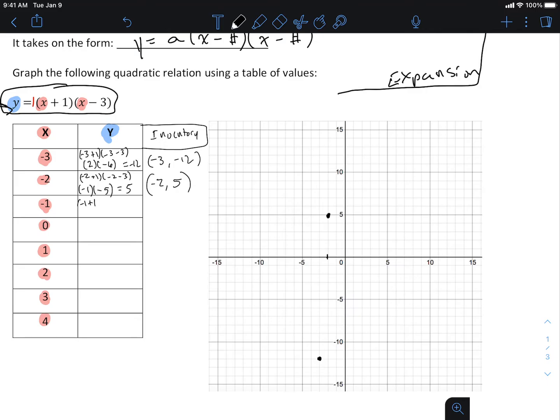-1 plus 1 times -1 minus 3. That's 0. And times -1 minus 3 should be -4, which is equal to 0. So I should get -1 and 0. I feel like something's happened. Oh, I know what I did. Nobody caught it.